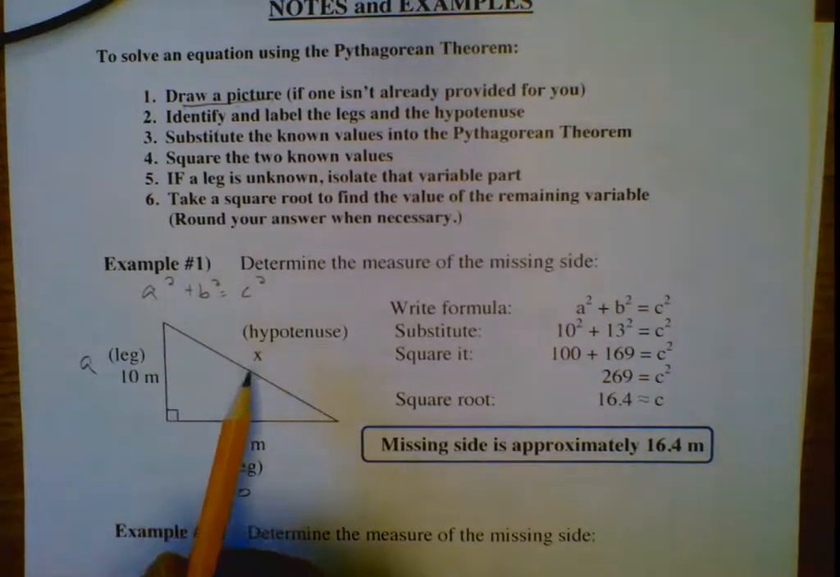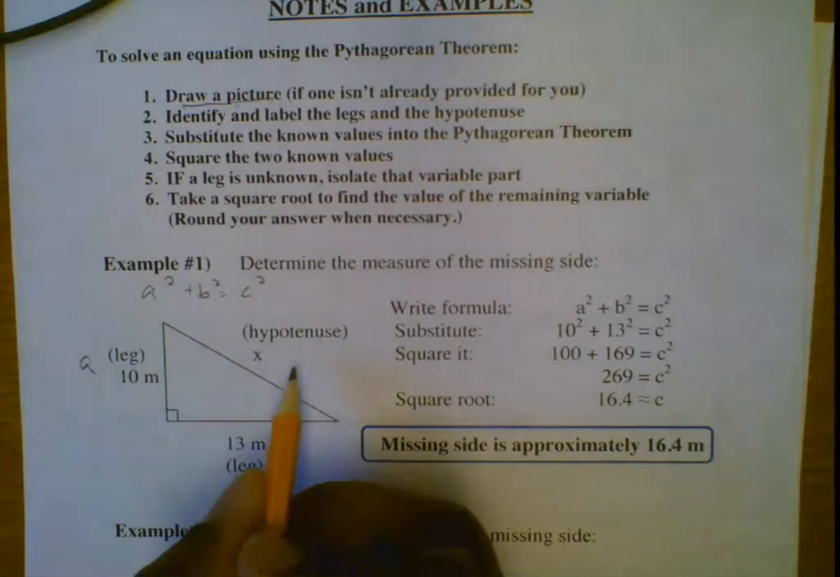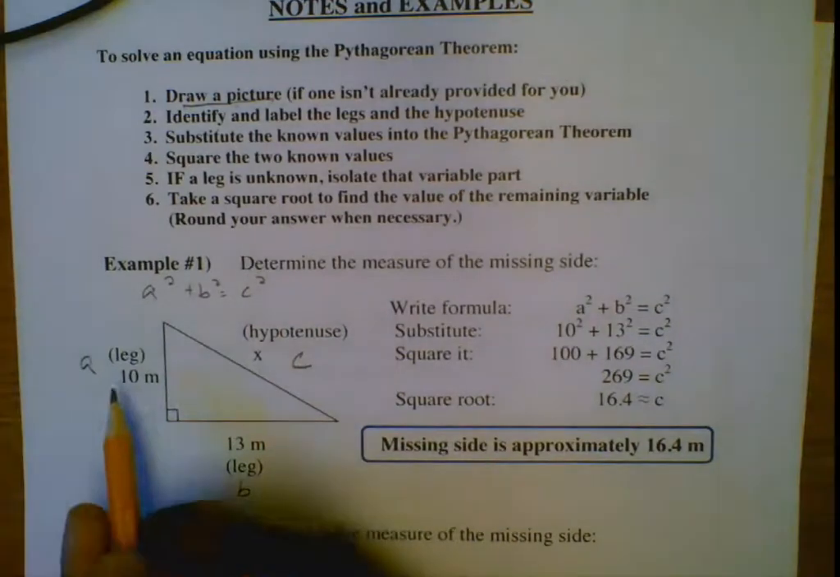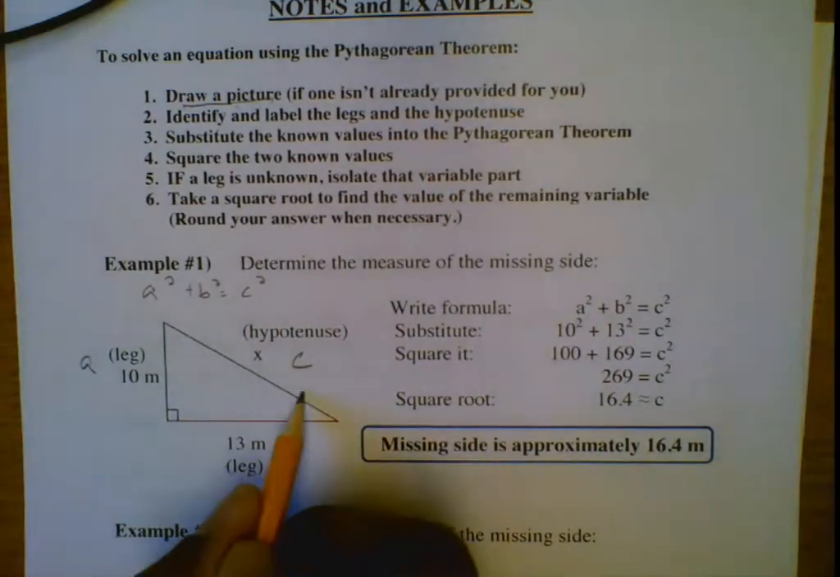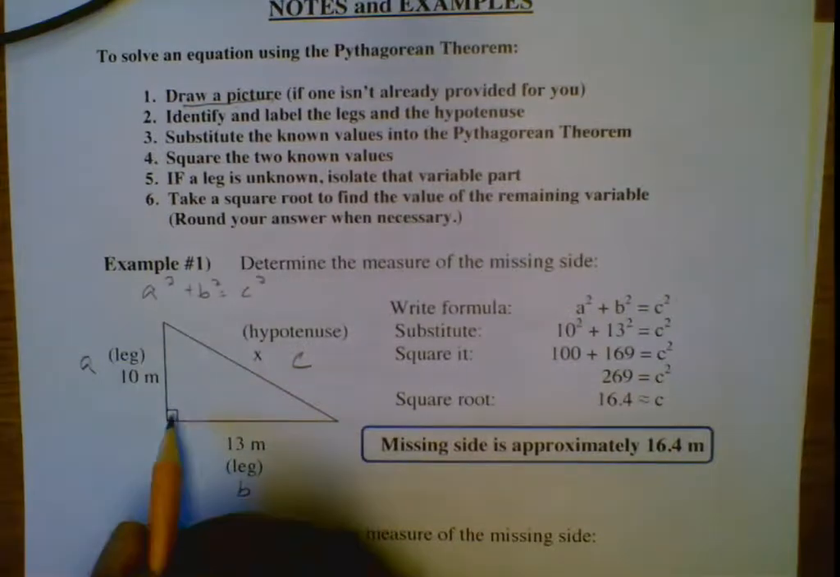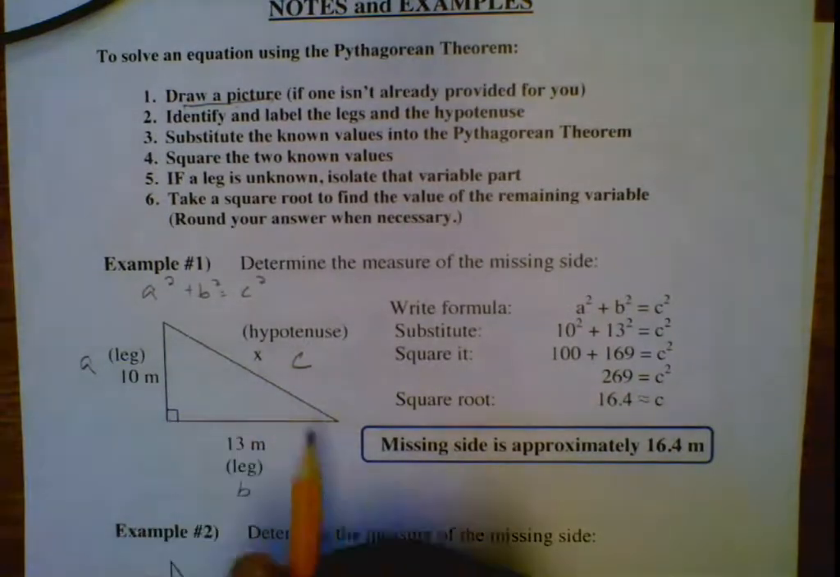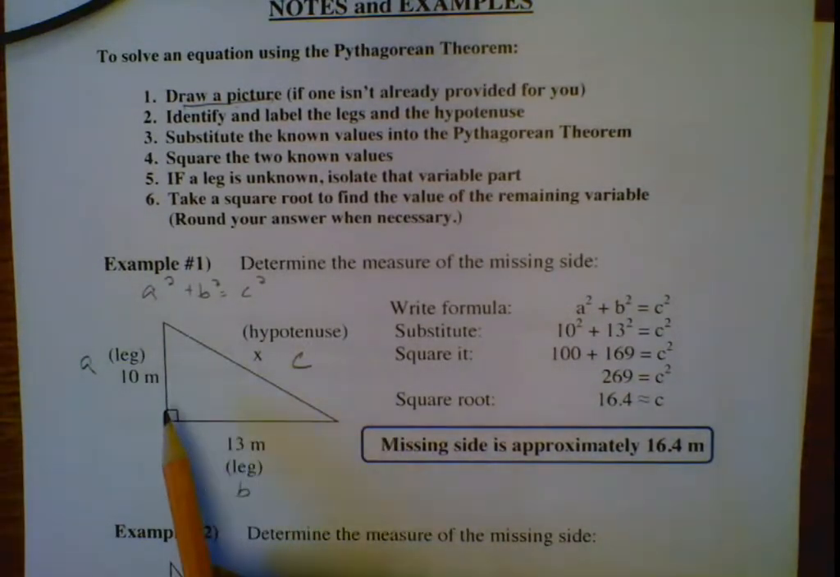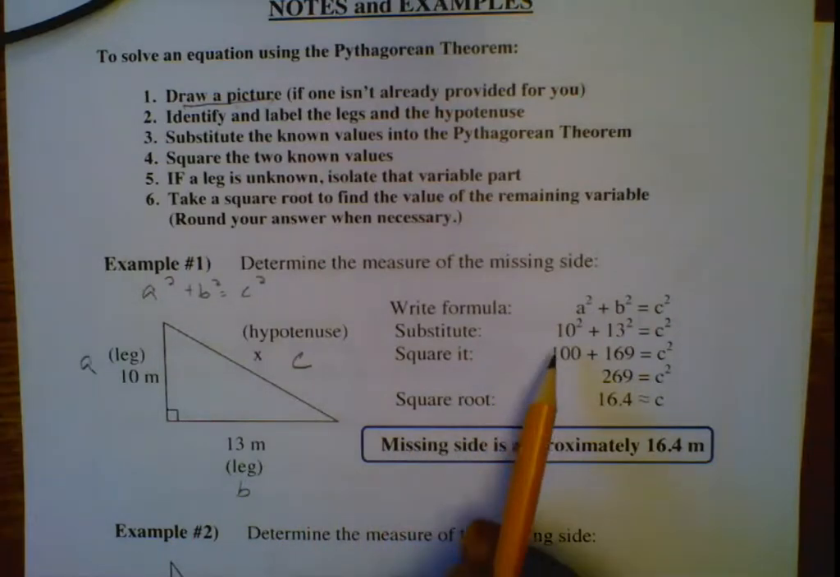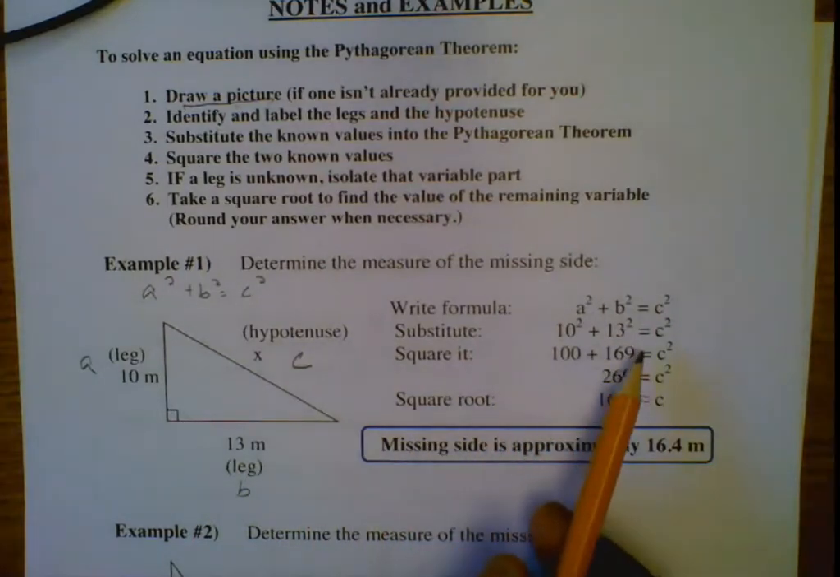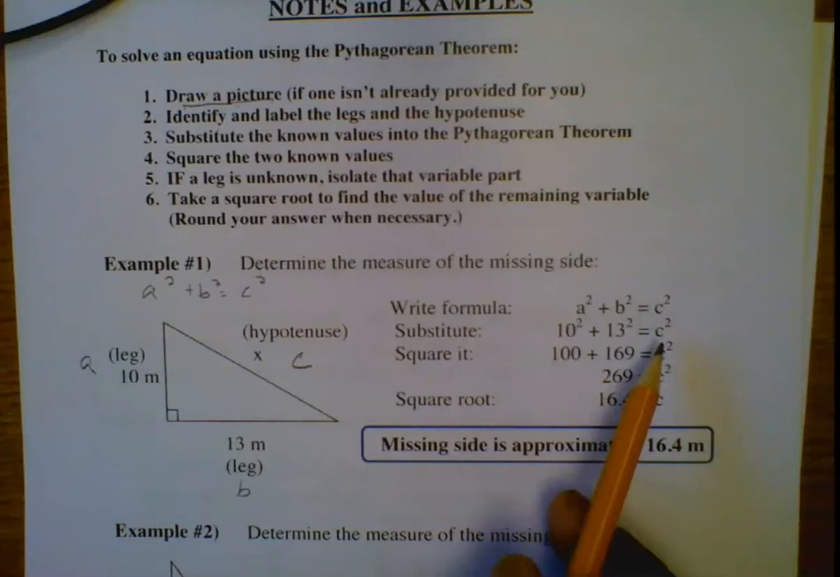The hypotenuse is the side opposite the right angle. We call that side C. This is A, this is B, and this is C. The hypotenuse is always opposite of this right angle. All right, so basically if you're going to plug in A, B, and C, A is 10, B is 13, C is unknown, or X.